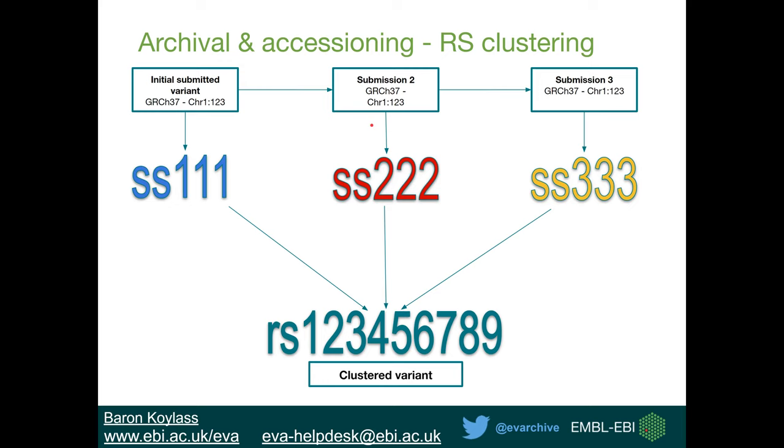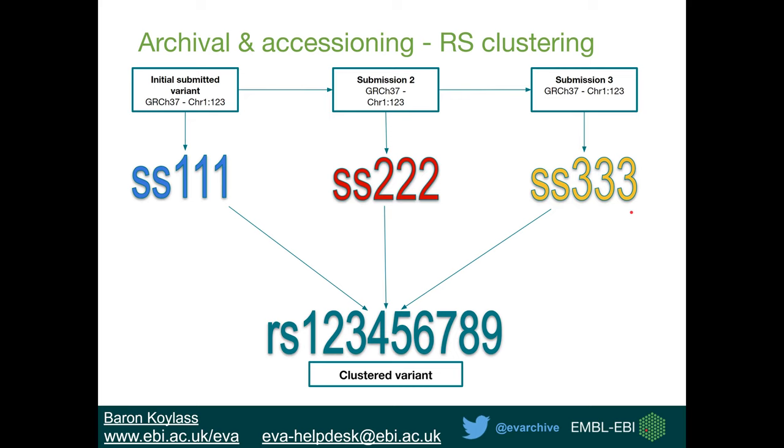We then, for instance, receive the same variant from a research team more than halfway across the world, a different research team. But they're reporting the same variant. So they've also used it to map against GRCh37, chromosome 1, position 123. They're finding the exact same variant. We'll archive this data, but then provide these submitters with an SSID of SS222. And this can also be the case in a third scenario where we get the same data, the same variant, and provide that with SS333.